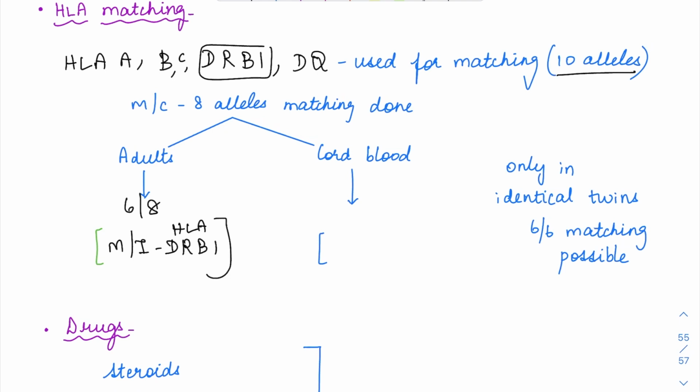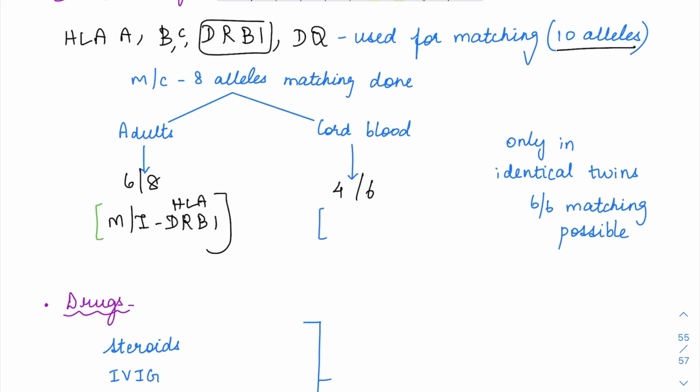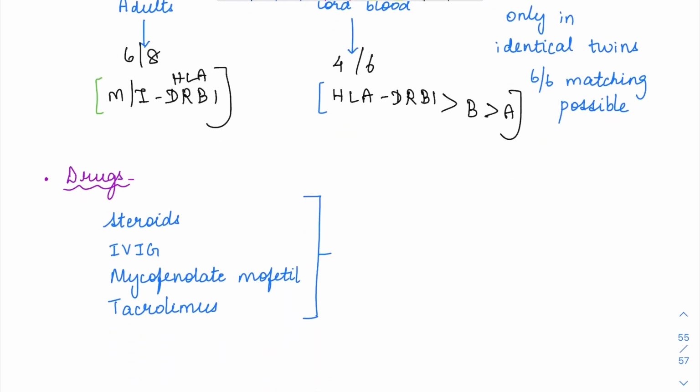For kids you will have to take the cord blood, and here you can use 6 alleles. Out of the 6 alleles, you will have to at least have 4 alleles for matching. Here the 4 alleles will usually be HLA DRB1 more than B more than A, so in this order you will have to match it. Only in identical twins a 6 to 6 matching will be possible. So in a child, even if 4 out of the 6 alleles are matching, you can proceed, and in adults at least 6 of the alleles should be matching, then you can proceed.